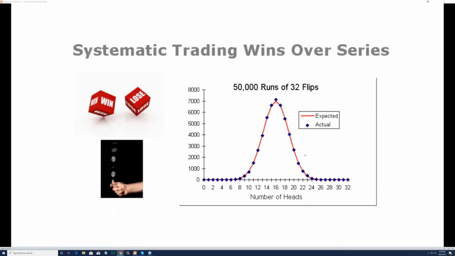Real important concept in trading is that we win over the series, right? So in other words, and I always use this extreme example, you're not going to take your entire bankroll and just bet it on your very first trade ever and that's it, right? You'd either win or lose everything. And no, we spread it out over a long series.